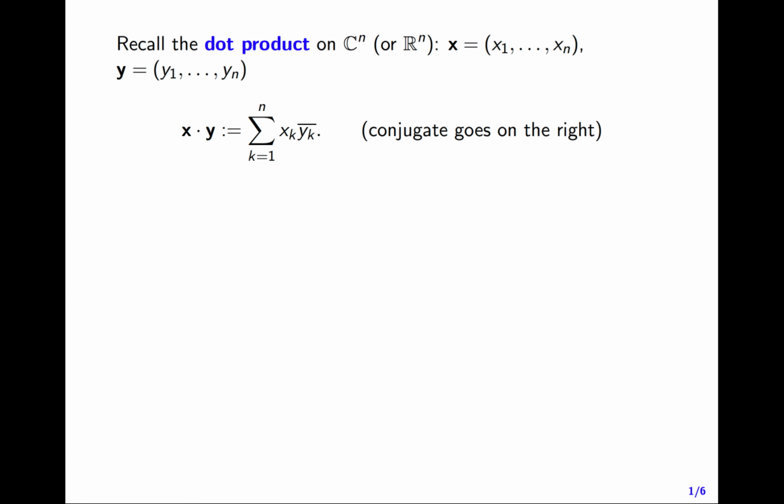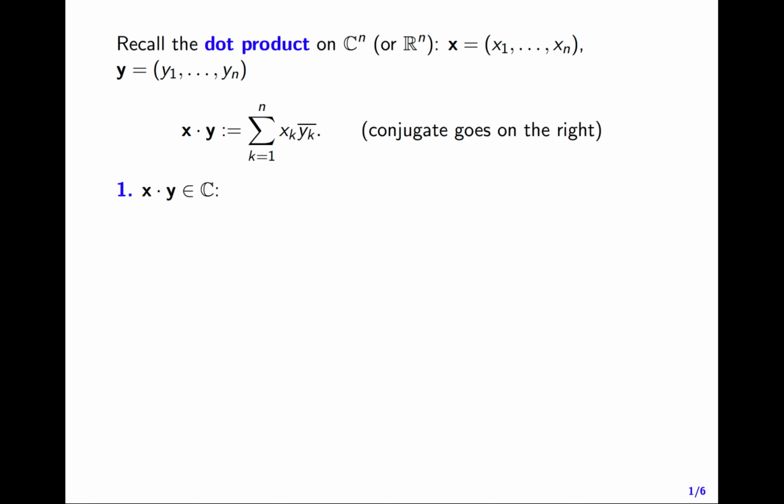And you will note that in this definition of the dot product, the conjugate goes, shall I say, on the right. In x dot y, the entries on the right get conjugated. Sometimes this is different in physics or other disciplines. I'm a mathematician, so this is our dot product. Let's look at some properties of this dot product.